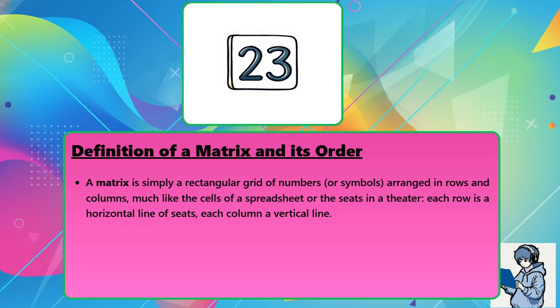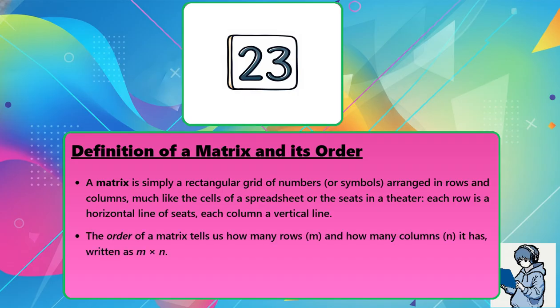A matrix is simply a rectangular grid of numbers or symbols arranged in rows and columns, much like the cells of a spreadsheet or the seats in a theater. Each row is a horizontal line of seats, each column a vertical line. The order of a matrix tells us how many rows, m, and how many columns, n, and it is written as m times n.